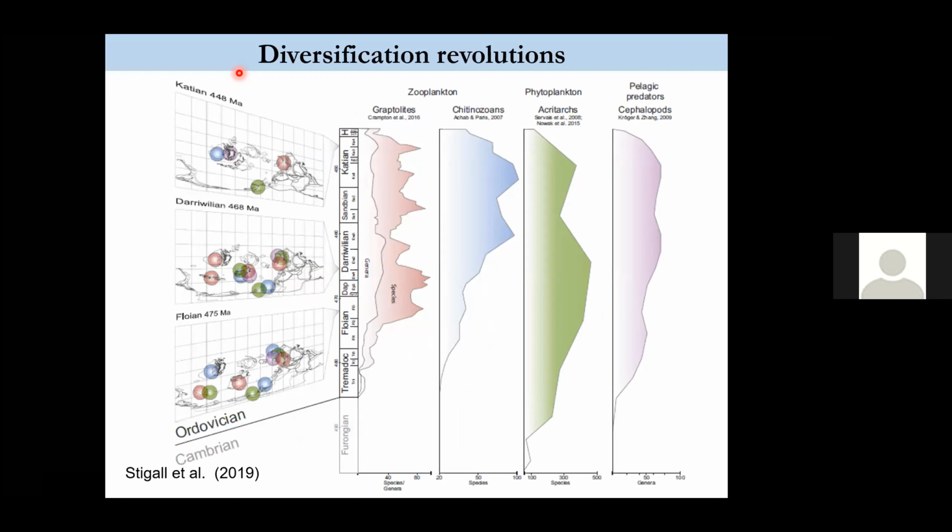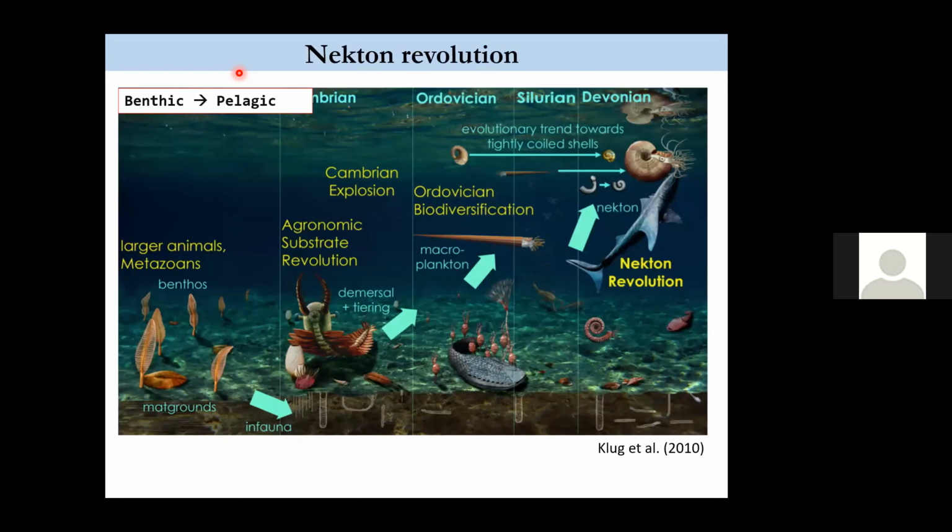In this paper, Stigall and colleagues also separate between benthic and planktonic, including among the pelagic predators only cephalopods, which is, I guess, the only data that they had at that moment, the only available data. Anyhow, these sort of studies show us that our knowledge about nektonic diversification is poor, especially in the early stages of animal evolution. So we have to explore a little bit more about the nektonic diversification. There are some works, but not too many.